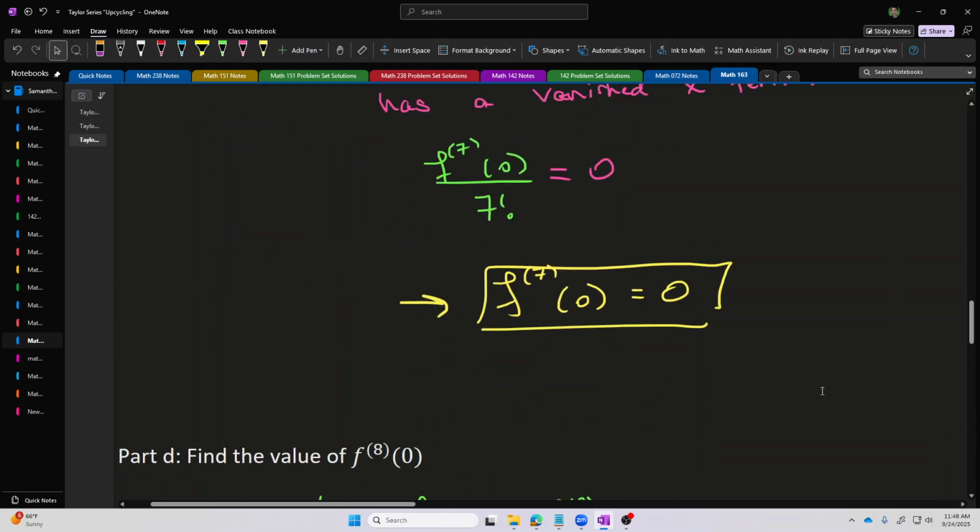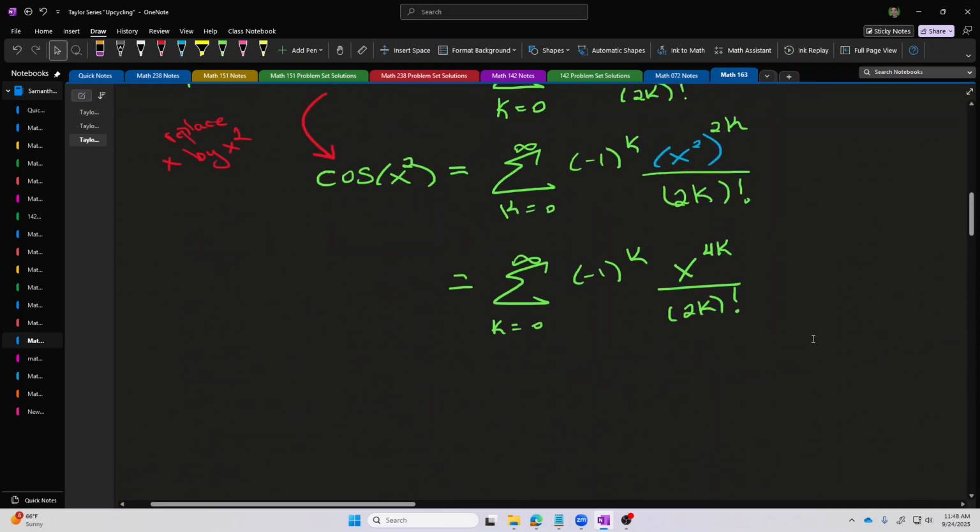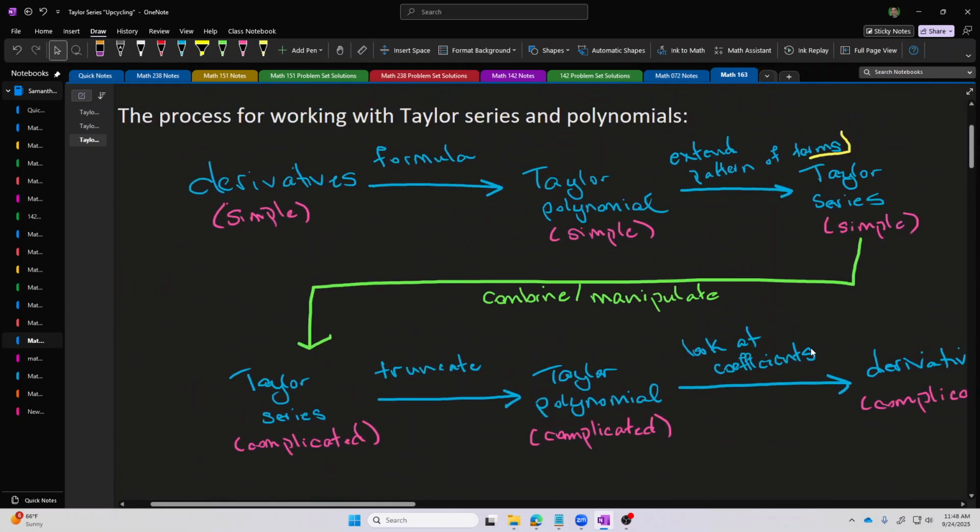So to summarize, before we go to a few more example problems, the process is, we have this library of simple Taylor series that we found for e to the x, cosine of x, sine of x, and 1 over 1 minus x. We found those simple Taylor series following this process, finding the derivatives first, then finding the Taylor polynomial, then extending that into the Taylor series.